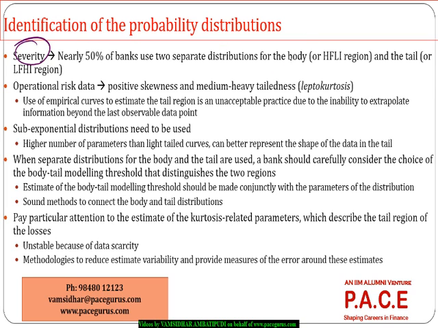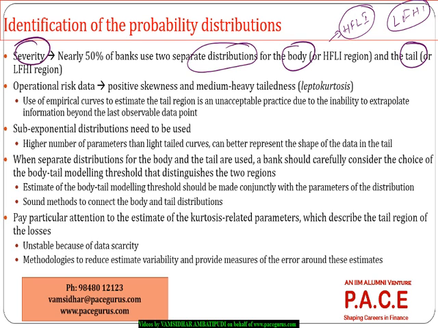The tail is modeled separately and the body is modeled separately, because the body is nothing but high frequency, low intensity kind of data, whereas the tail is low frequency, high intensity kind of data. So many banks typically follow two separate distributions for the body as well as the tail.